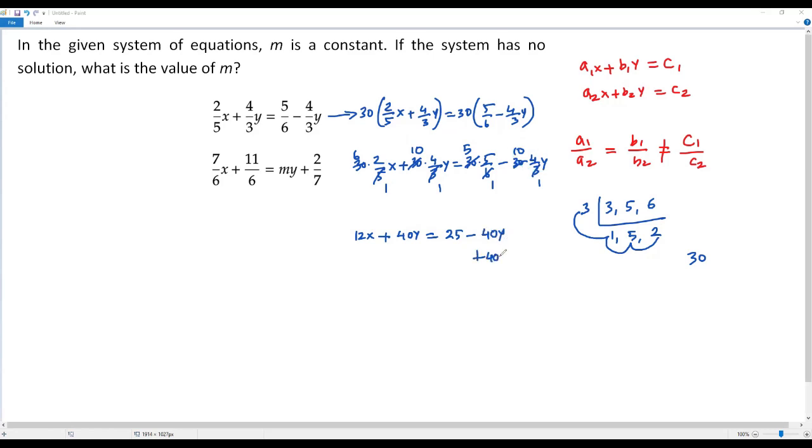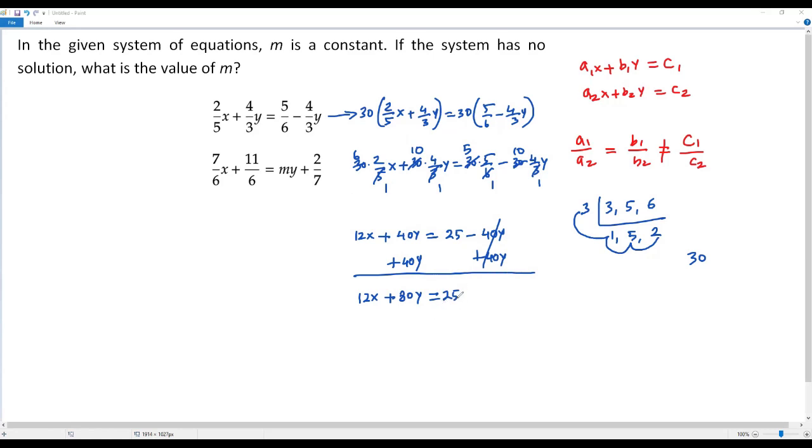Okay, now let me add 40y to both sides of the equation. Then the negative 40y and positive 40y will cancel out. I'm getting 12x + 80y = 25. I got the first equation in standard form. That is, we have the x term and y term on the left side of the equation and the constant term on the right side.